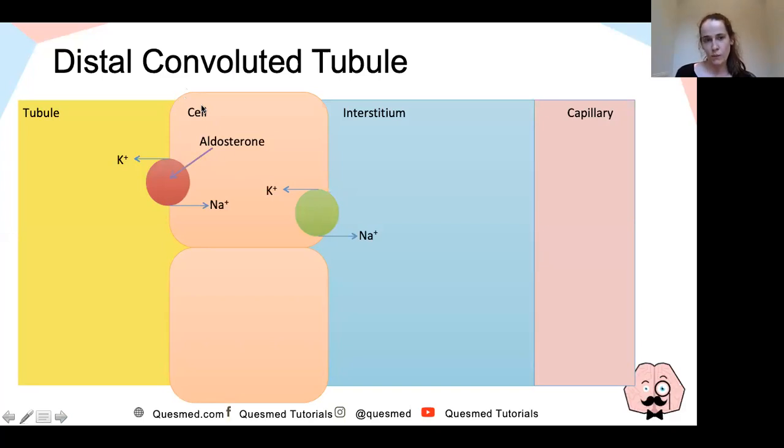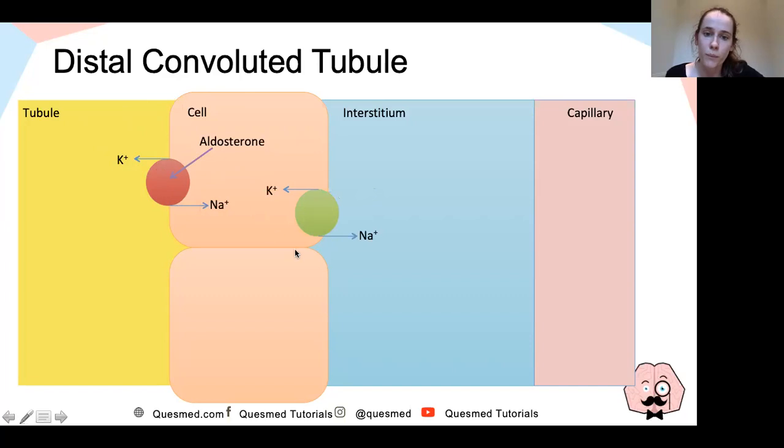So the cells in which aldosterone acts have a potassium and sodium channel. So aldosterone encourages these channels to be released. And therefore, in these cells, potassium is moved from the cell into the tubule, so that is secreted into the filtrate or secreted into the urine, and sodium is reabsorbed from the urine.